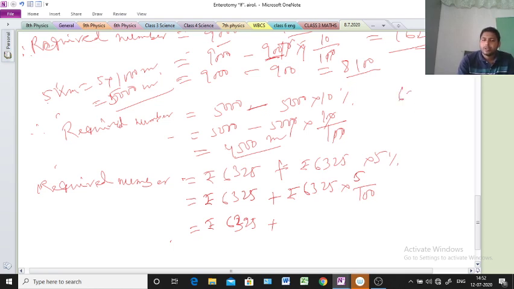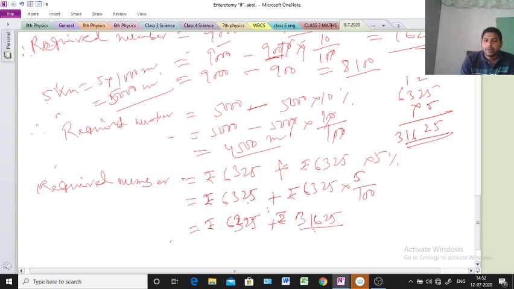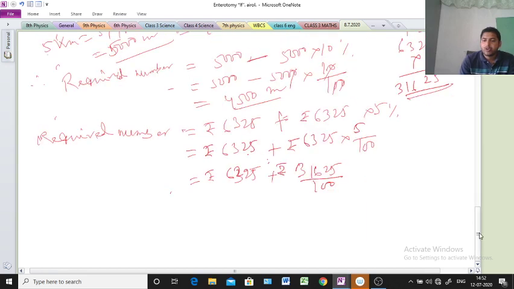So here I am doing 6325 into 5. First, 5 5s are 25, 5 2 carry, 5 2s are 10, 10 plus 2 is 12, 2 1 carry, 5 3s are 15, 15 plus 1 is 16, 6 1 carry, 5 6s are 30, 30 plus 1 is 31. So we are getting 31,625, and that will be divided by 100. So we write Rupees 31,625 divided by 100. That is better, because with a power of ten in the denominator we get the direct division, otherwise it is multiplication and again division, that is the headache.